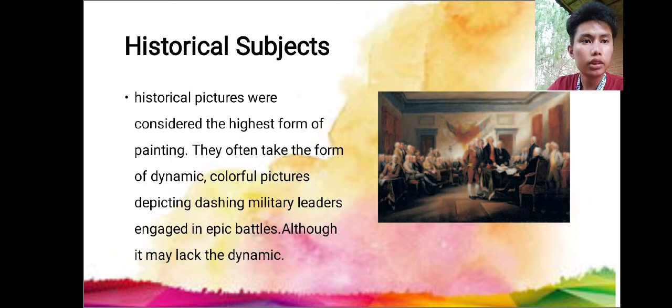Next is historical subjects. Historical pictures were considered the highest form of painting. They often take the form of dynamic, colorful pictures depicting military leaders engaged in epic battles, although it may lack the dynamic. So the example is here. So this is a historical picture. So it is considered the highest form of painting.